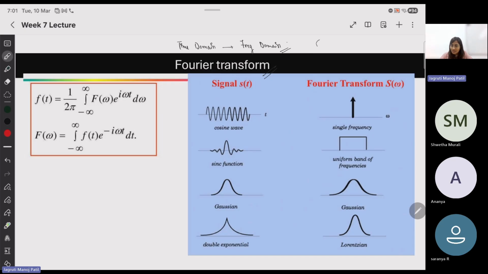Okay. I guess my screen got stuck or what? Oh, okay. Back, it's back.